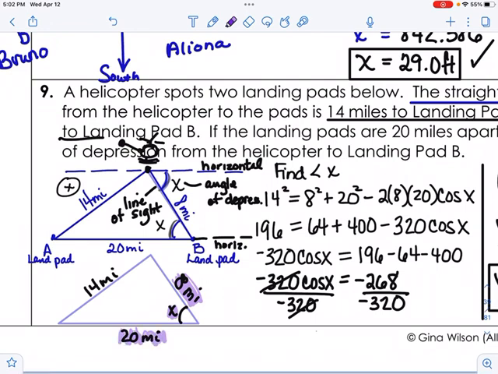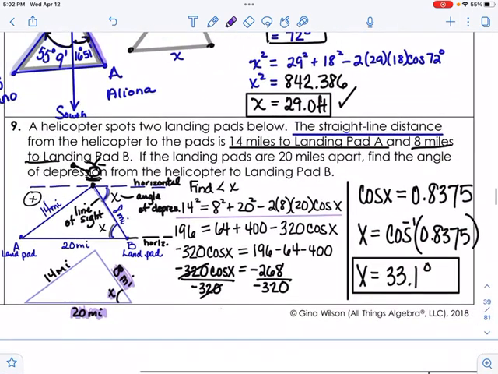And then I'm going to have to find, when I put this in, notice I plugged in the 14. I just plugged it into the equation. 14 squared is equal to 8 squared plus 20 squared minus 2 times 8 times 20 cosine x, and then I can solve for x. So just going down through each of the steps as you look at and evaluate, then I get cosine x is equal to 0.8375.